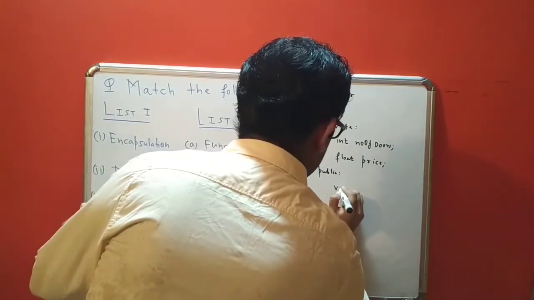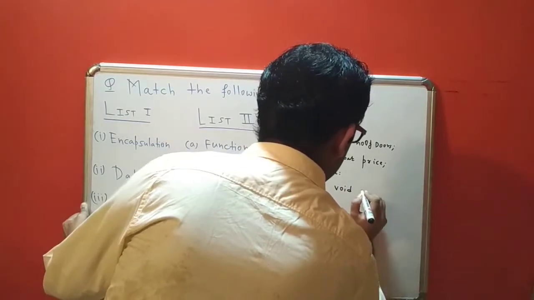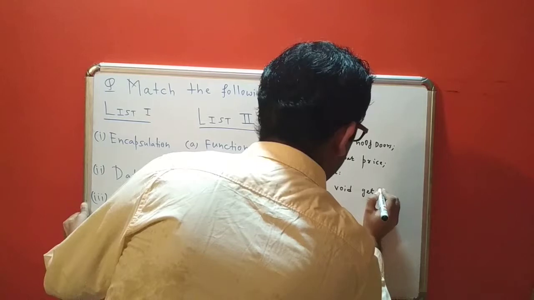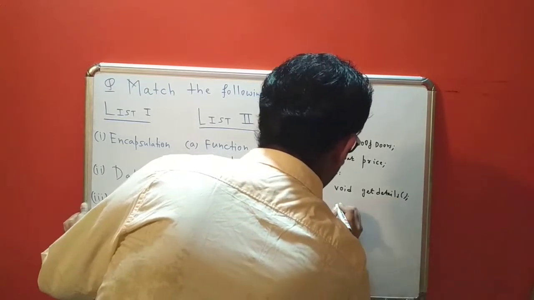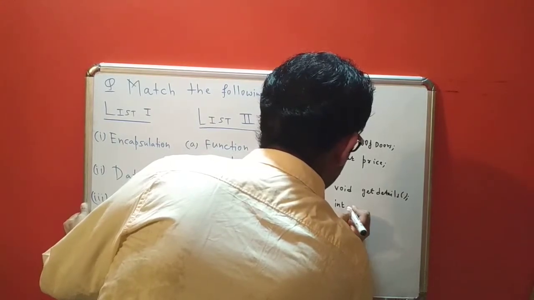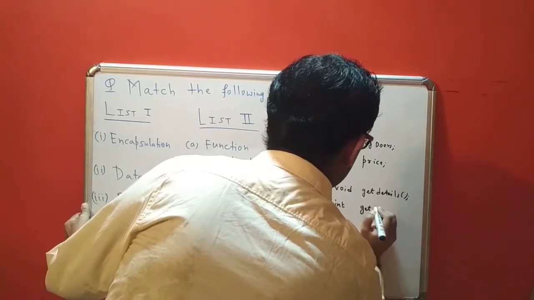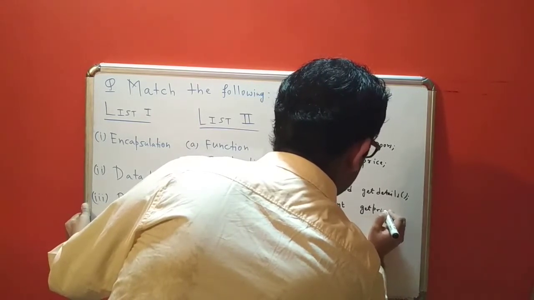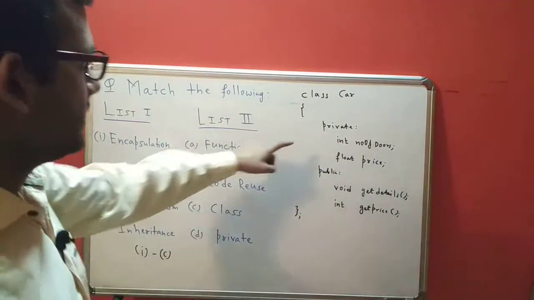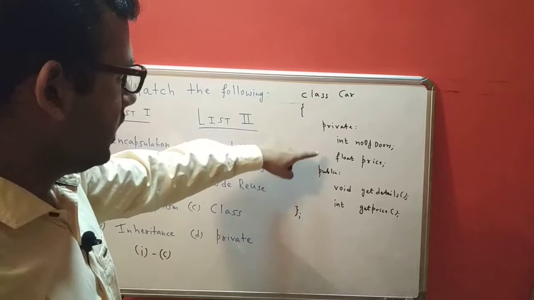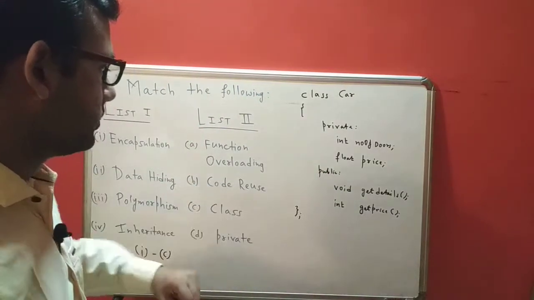Let's say void get details, and let's say int get price. Right? So my class has two data members and two member functions. I have simply declared my member functions. I'll be defining them outside the class.